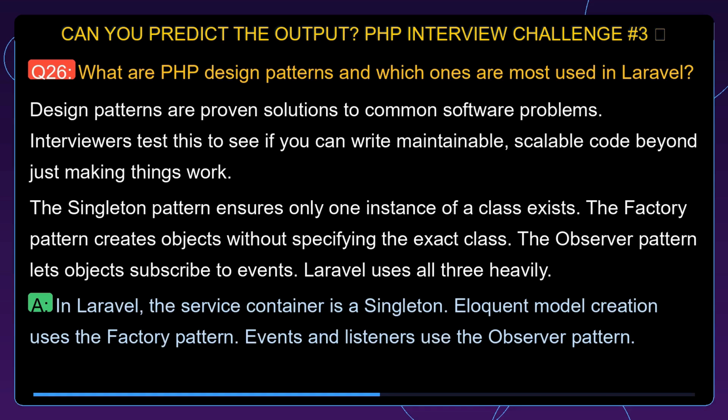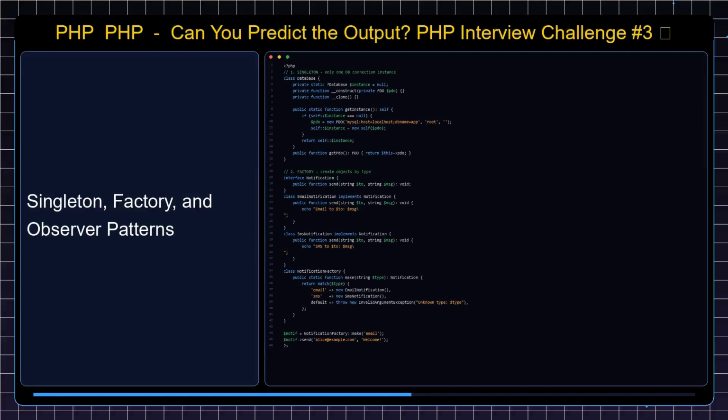A. In Laravel, the service container is a singleton. Eloquent model creation uses the factory pattern. Events and listeners use the observer pattern. Understanding these patterns helps you work with any framework effectively. Singleton, factory, and observer patterns.